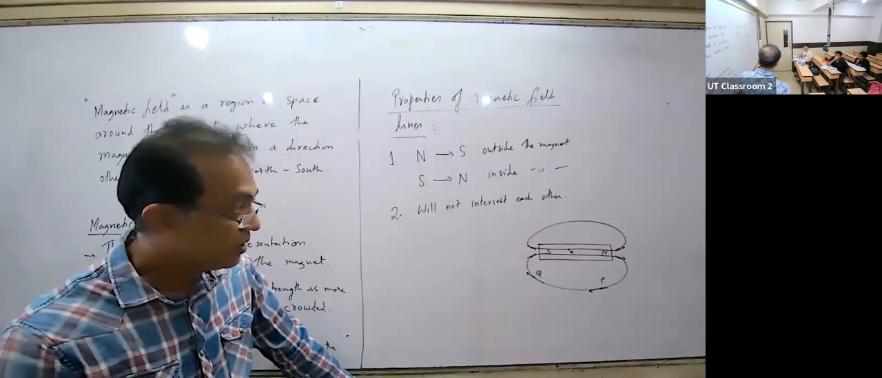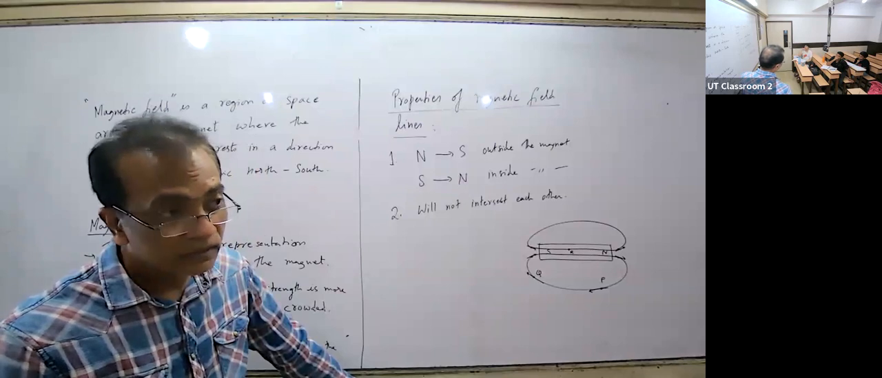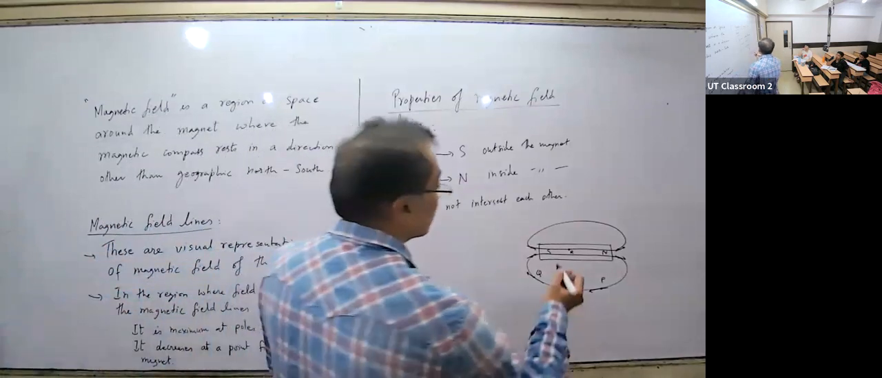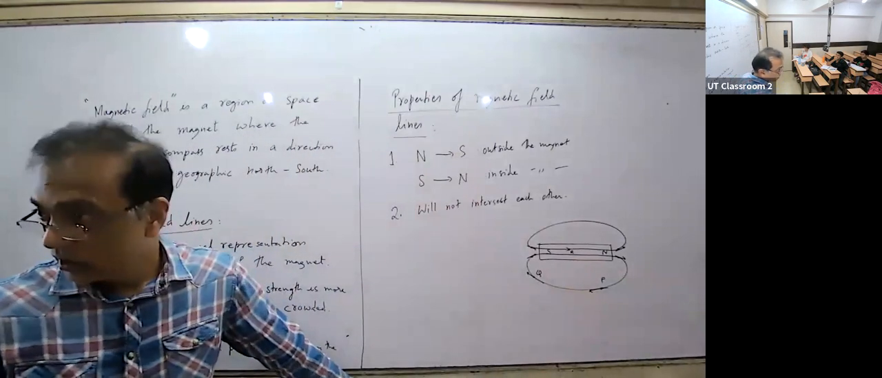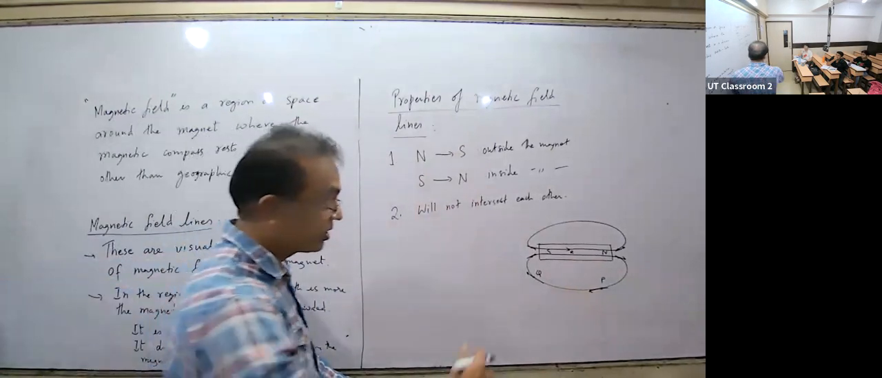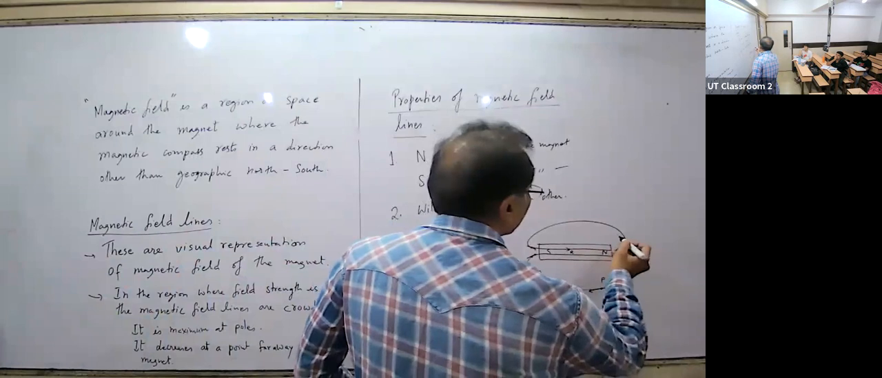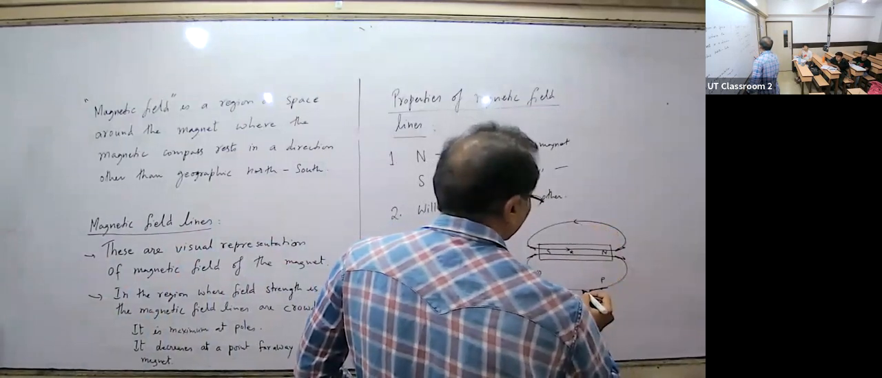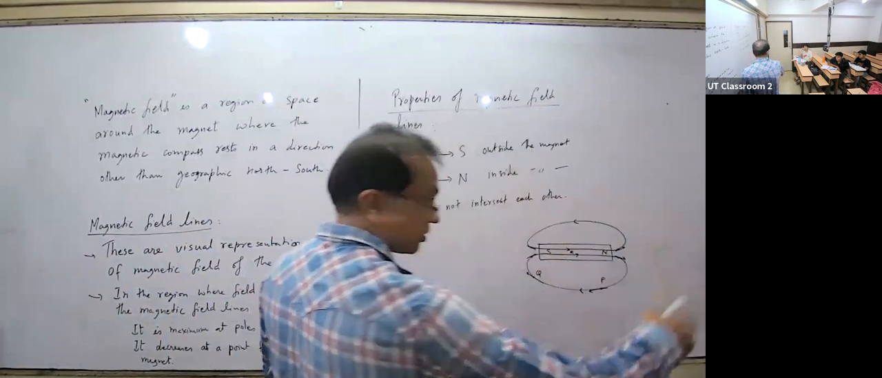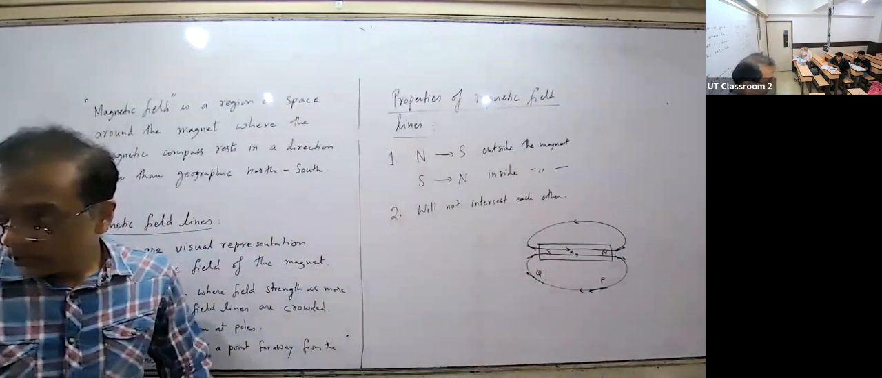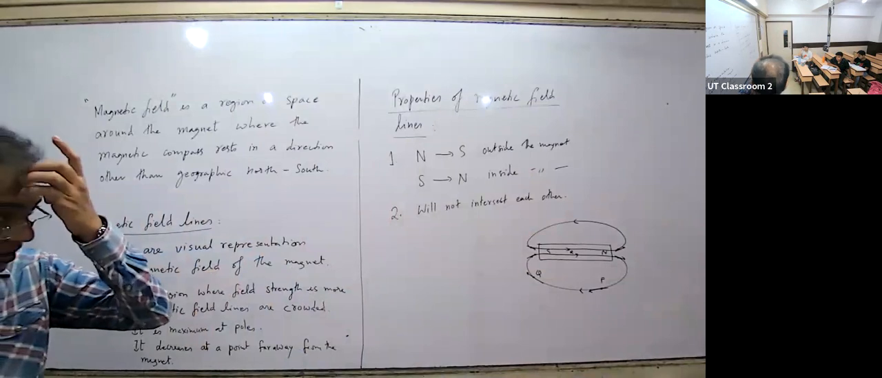Understood? What is the field direction at point R? From north to south. So here the tangent will be along the line itself. Is it clear? Okay. So in general, you can write it like this. The direction of the loop is like this. Is it clear? Because it's very important that you understand this.